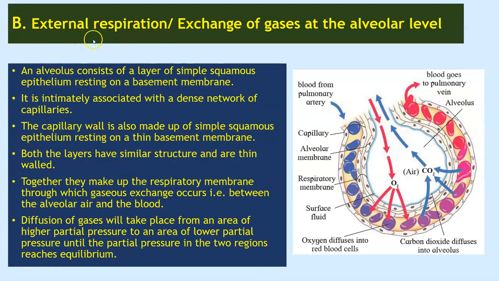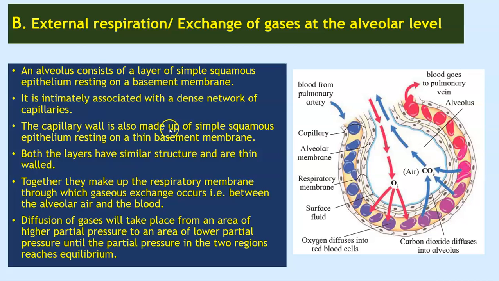Now students, let us have a look at the external respiration, that is exchange of gases at the alveolar level. An alveolus consists of a layer of simple squamous epithelium resting on a basement membrane. Have a look at this figure here. This is your simple squamous epithelium resting on the basement membrane. Then it is intimately associated with a dense network of capillaries. So here you have an intimate association with the network of capillaries.